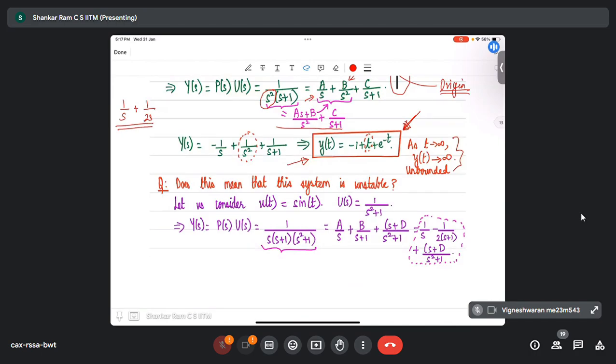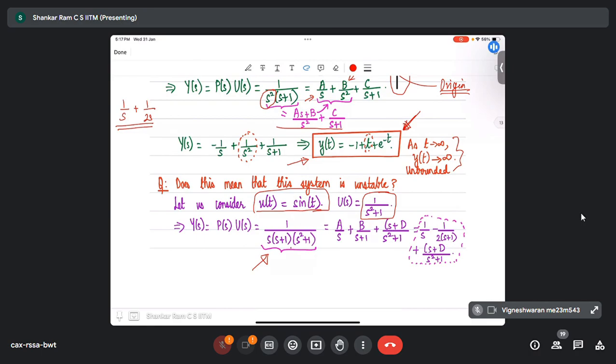Now we are going to consider u of t to be sine of t, right? As discussed in yesterday's class, please note the transfer function is a characteristic of the system, right? The input changes, that means the output will change, right? The transfer function is fixed. Now, same system, we have essentially changed the input u of t to be sine t, then U of s is 1 by s squared plus 1. So consequently, Y of s becomes this, and then we do a partial fraction expansion.